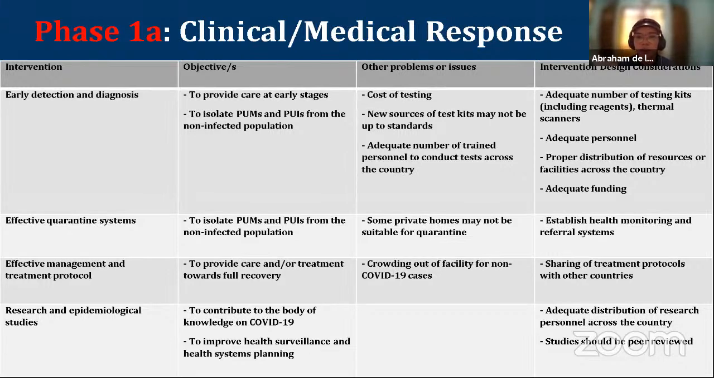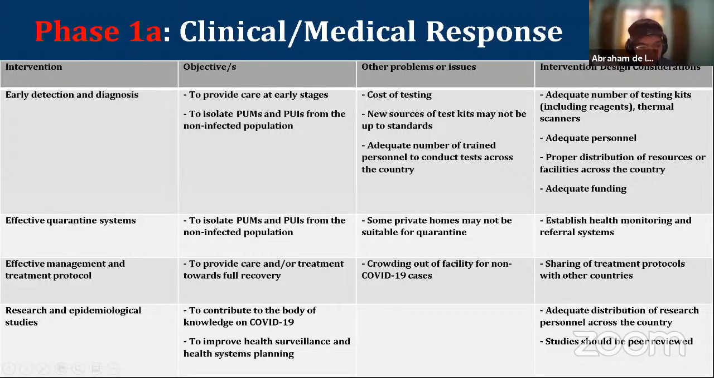The objectives are to provide care at early stages and to isolate person under monitoring and person under investigation from the non-infected population. The basic difference between the two is that PUI require hospital admission, whereas PUM only need to self-quarantine for 14 days. The main problem with this intervention is the cost of testing kits and adequate number of trained personnel. The intervention should consider the following: adequate number of testing kits, thermal scanners, personnel, funding, and proper distribution of resources or facilities across the country.